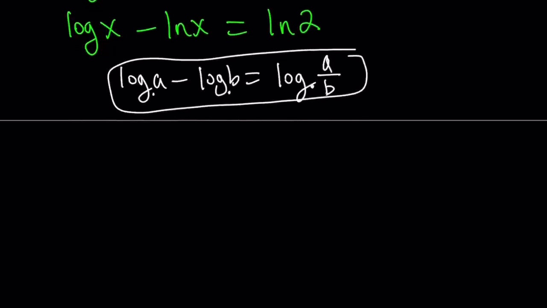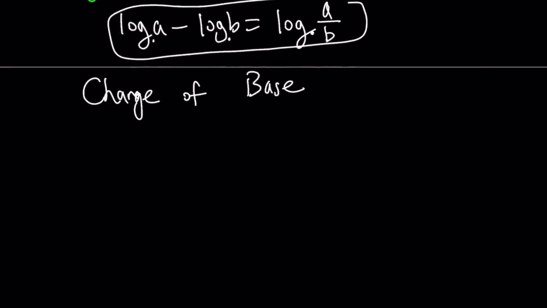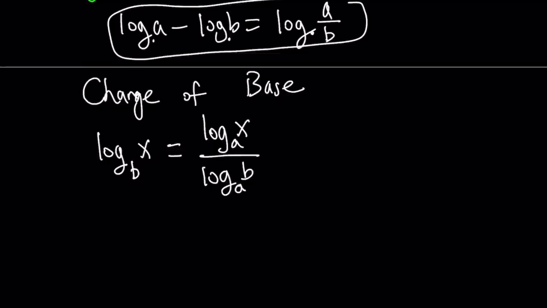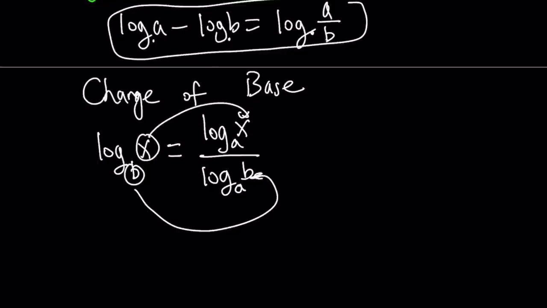Change of base comes to the rescue. Change of base is a very important formula, and it can be proven by using the definition of logs, because any property can be proven using definition. So how does that work? If you have log x with base b, and you want to change it from base b to base a, you can write this as log x with base a over log b with base a. Notice that x goes here and b goes here, and the bases are the same. That's change of base.